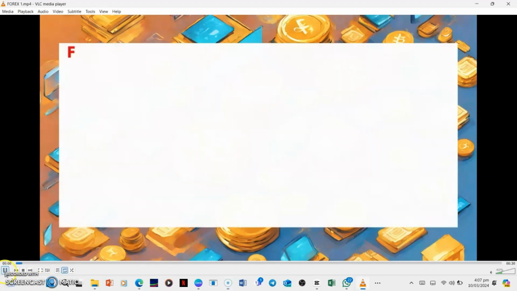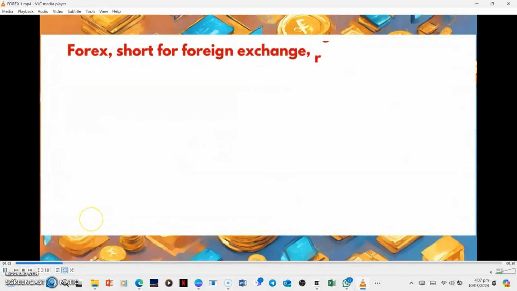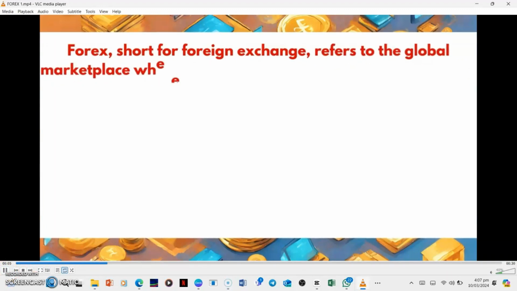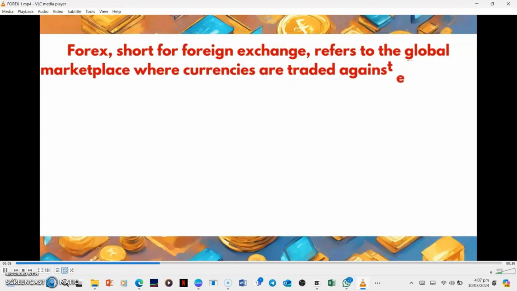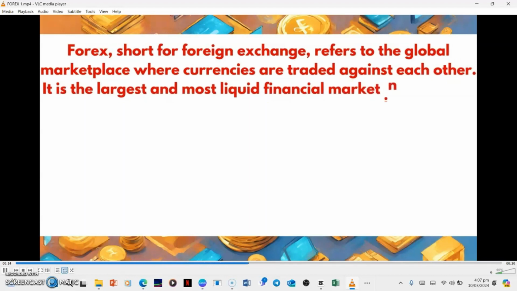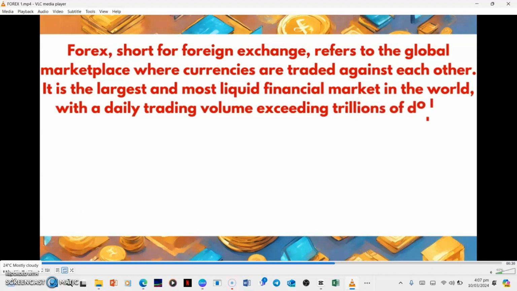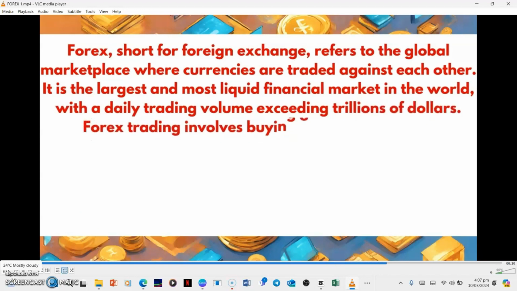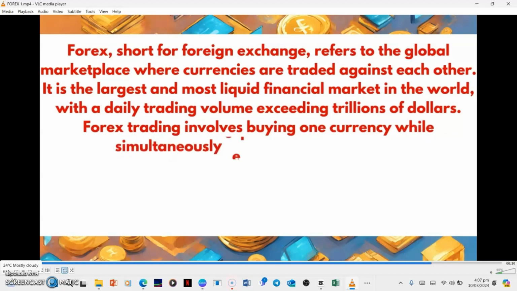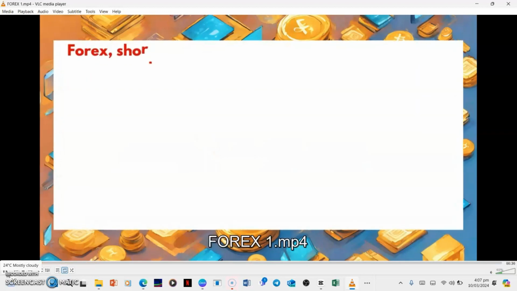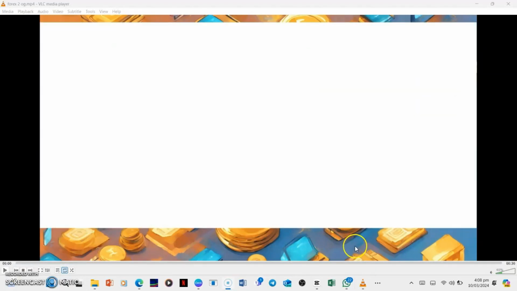Okay, so now let's look at what Forex is. Forex is the short term for foreign exchange, and it refers to the global marketplace where currencies are traded against each other. It is the largest and most liquid financial market in the world, with a daily trading volume exceeding trillions of dollars. Forex trading involves buying one currency while simultaneously selling another. Okay, so now let's look at a couple of scenarios under which Forex applies.